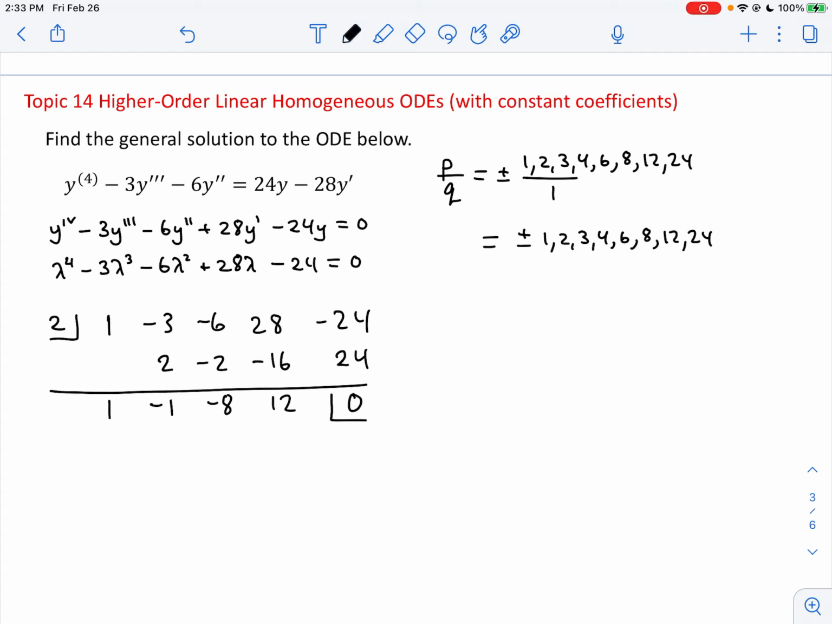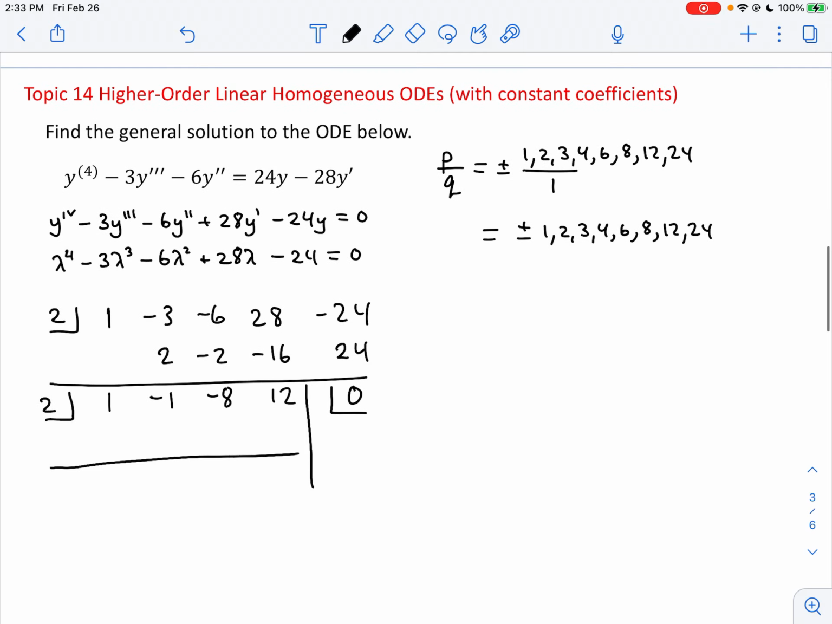And you can keep doing synthetic division. Also, when you first discover that a 2 works, try it again immediately. We're going to now do synthetic division just on that part. But keep trying the same number until it stops working. And that tells you how many times that number is a root. Let's see if 2 works a second time.